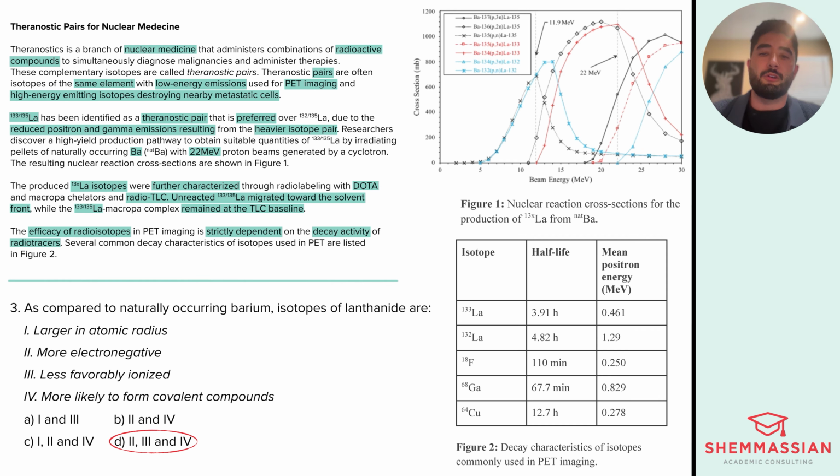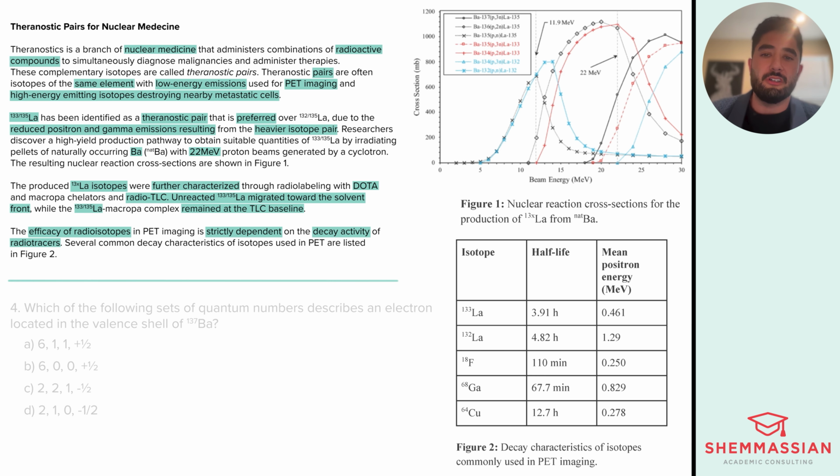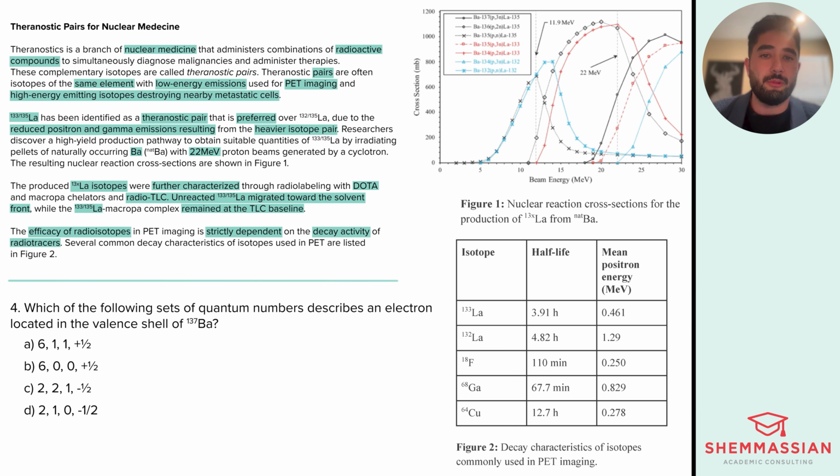So let's jump into question number 4. That one states, which of the following sets of quantum numbers describes an electron located in the valence shell of barium-137? And so when we're looking at this question, we've got to be thinking about barium-137 and the electrons in its valence shell. So what do we know about barium? We know that barium has an atomic number 57, that it's located in period 6.